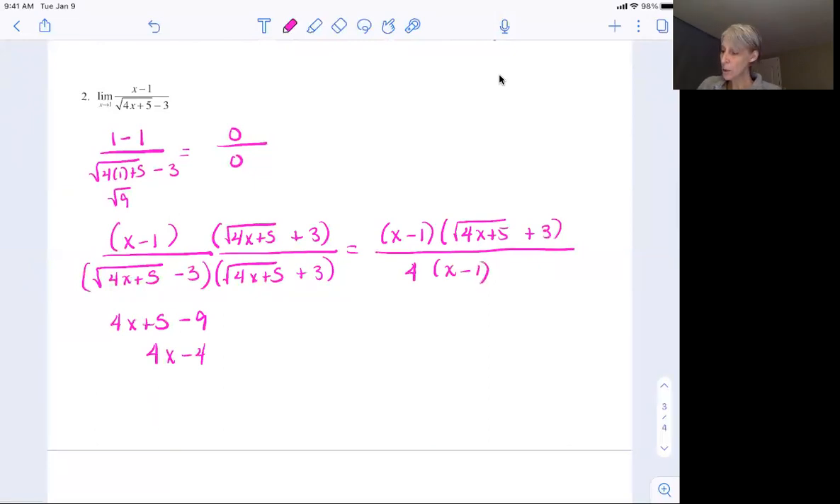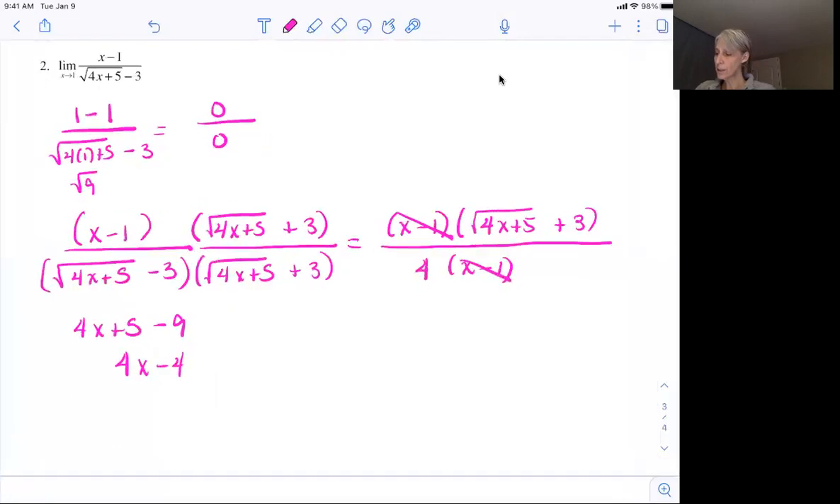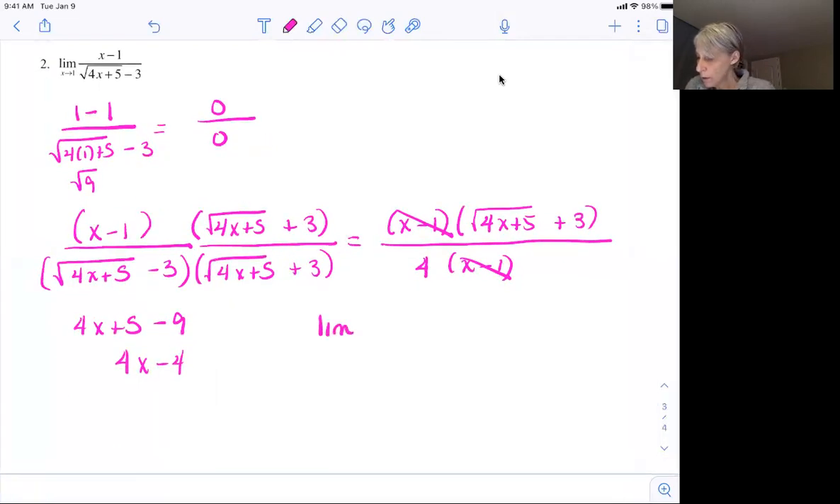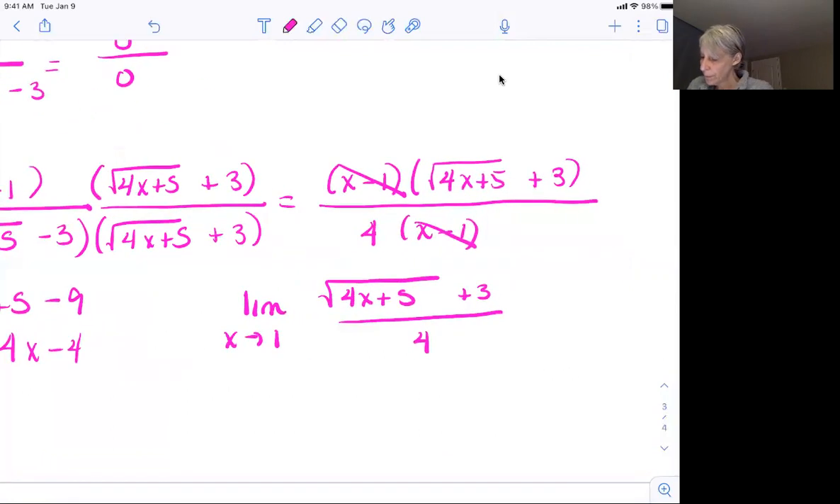You see how much algebra we're using when we do this stuff? Now I'm really reevaluating this limit in this function now. It's an equivalent function. Four times 1 plus 5 plus 3. I don't know why I can't write today. So the square root of 9 is 3. 3 plus 3 is 6 over 4, which is equal to 3/2.